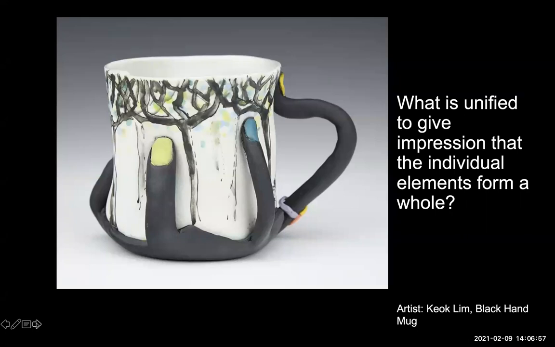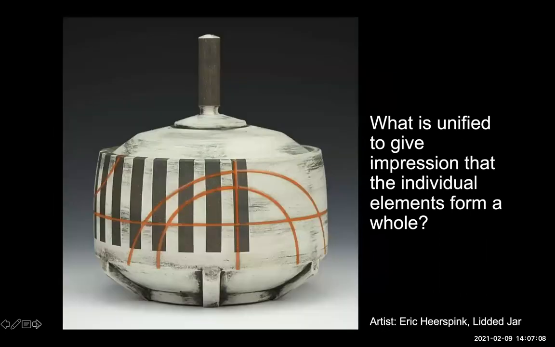The colors of the fingernails are repeated in the surface design. Finally, the action of the hand holding the cup, with a finger serving as a handle, links the two in a physical and metaphorical way. Here again, there is significant consideration of the marriage between the two- and three-dimensional elements of this piece.